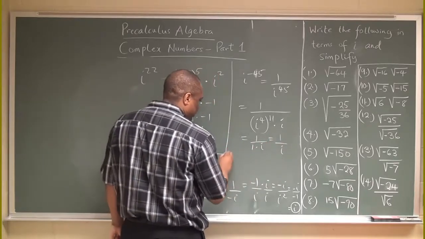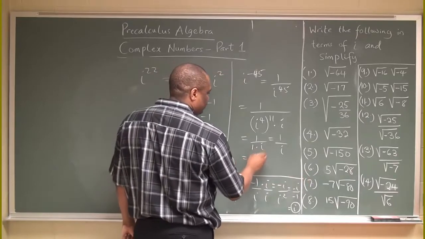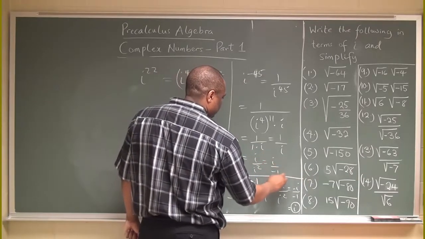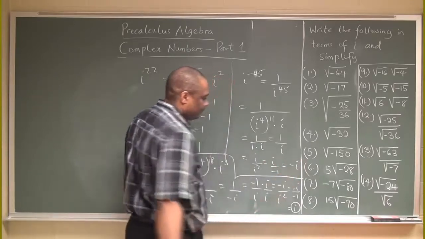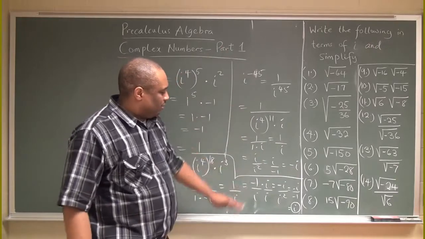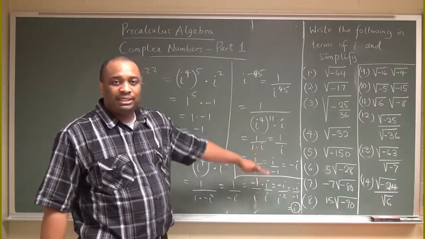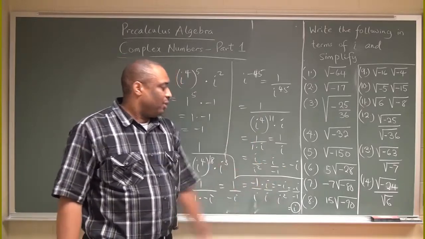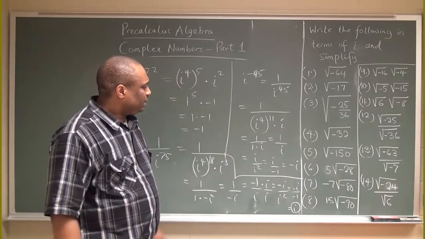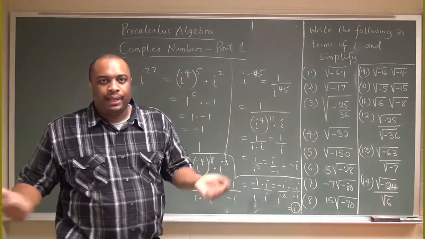Then 1 over i, you probably want to rationalize it, and if you do, it will be i over i squared, which is i over negative 1, which is negative i. Now, don't you worry about this. We shall still do rationalization to show you how we got this. Okay? So that's kind of how we do powers of i.